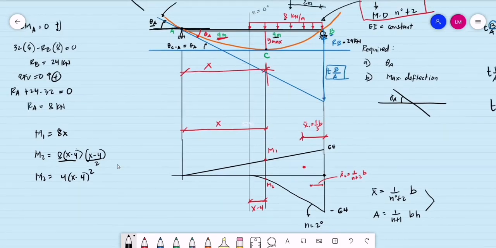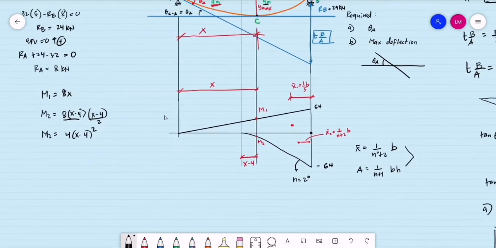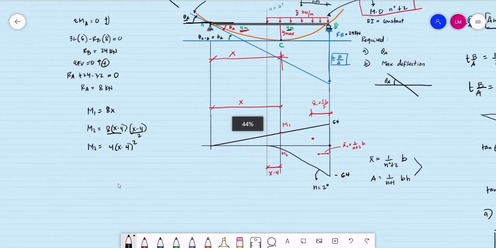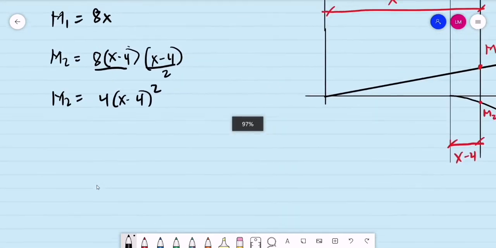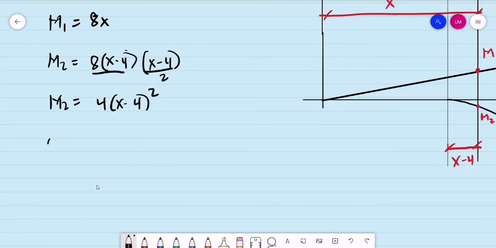Okay, so how do we now compute for the value of x? We have the rotation at A simply equal to the rotation from point C to point A. That is equal to the area of the moment diagram, the area of the moment diagram from point C to point A.